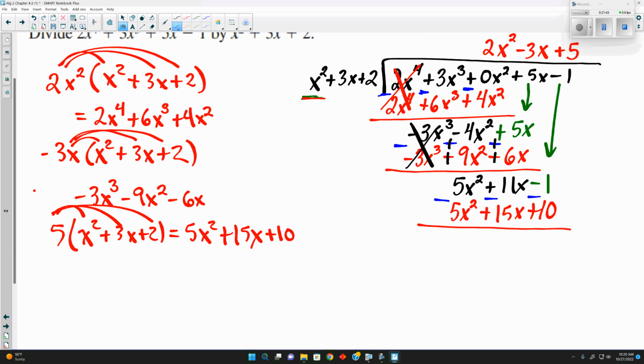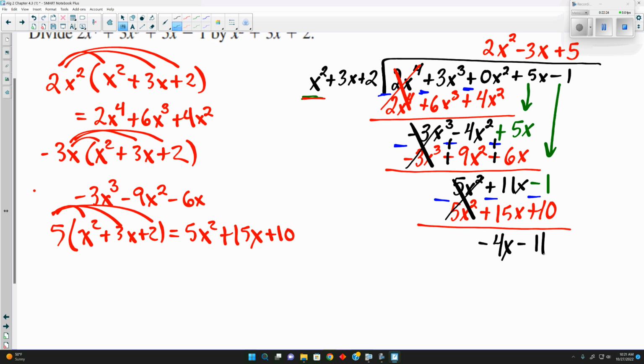And again, we're going to subtract. So we'll have 5x squared minus 5x squared is 0. We good? Okay. These would cancel. 11x minus 15x. 11 minus 15 is negative 4x. And negative 1 minus 10. Negative 11, yes? Okay. Do I have another term I can bring down? No.